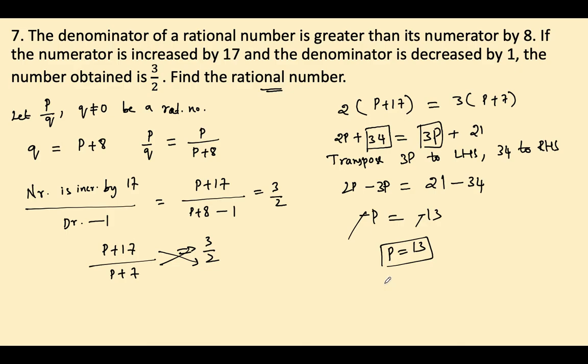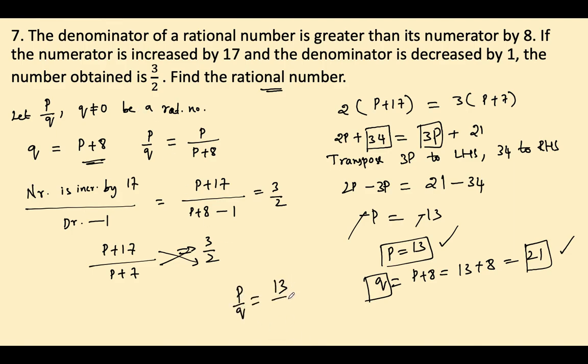Now when p is equal to 13, what is q? q is equal to p plus 8. So this must be 13 plus 8, which is 21. So you have p is equal to 13 and q is equal to 21. So what is the rational number now? The rational number is p by q, which is 13 by 21. So the required rational number is 13 by 21.